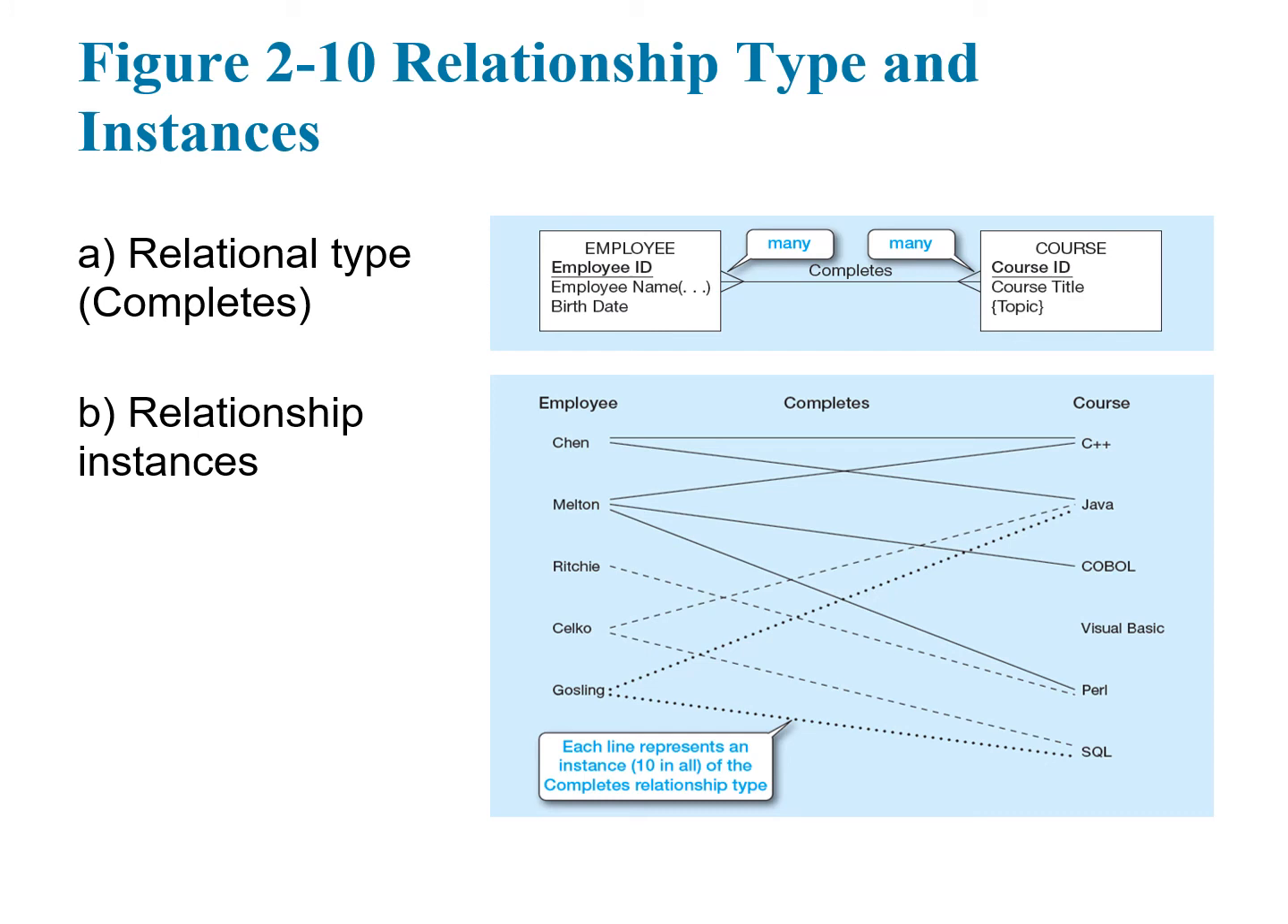So you can see there are employee and course. These are entity types. And then employee instances Chan, Melton, through Gosling, and course instances C++, Java, through SQL. Between entity types there are relationship types, and between entity instances there are relationship instances.